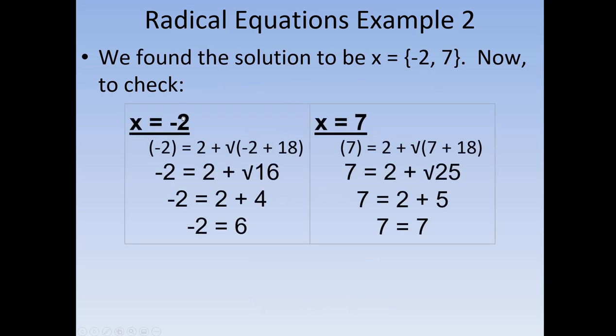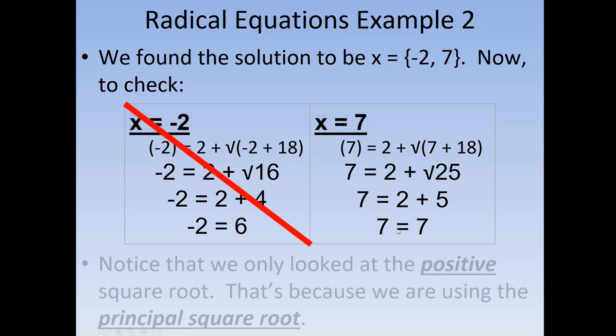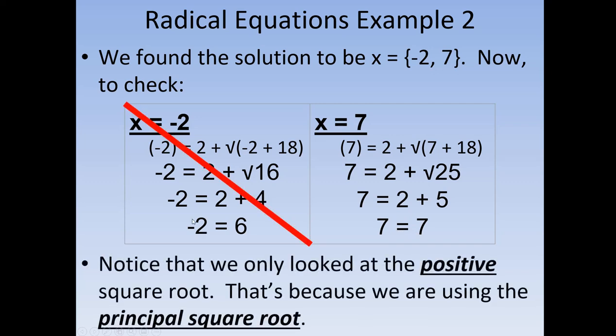So taking these and plugging them in, we end up seeing that when we plug -2 into our original equation, I get 6. And when I plug in 7, I get 7 like I should. So again, only one of these is the true solution. And like I said before, we're only taking the positive square root. Remember, technically when we do square root, it's always plus or minus, but we're going to ignore that. That's actually called the principal square root. So when we take only the positive, that's what we're looking at.